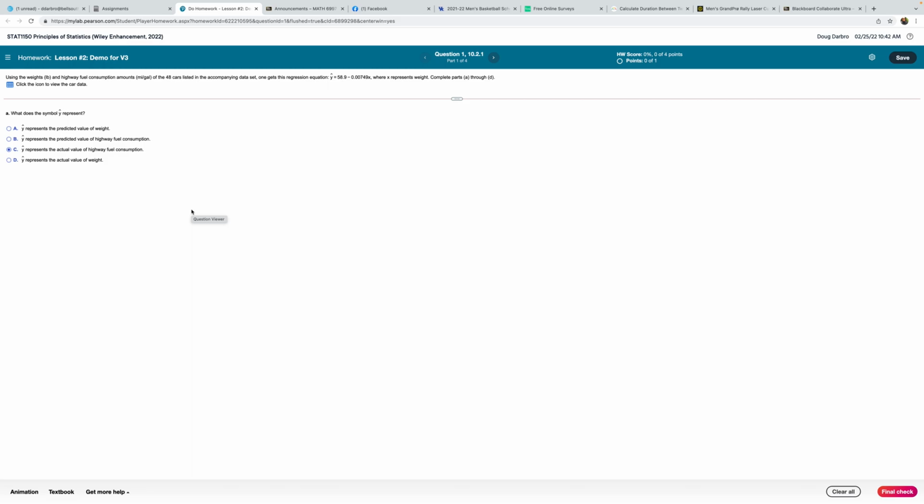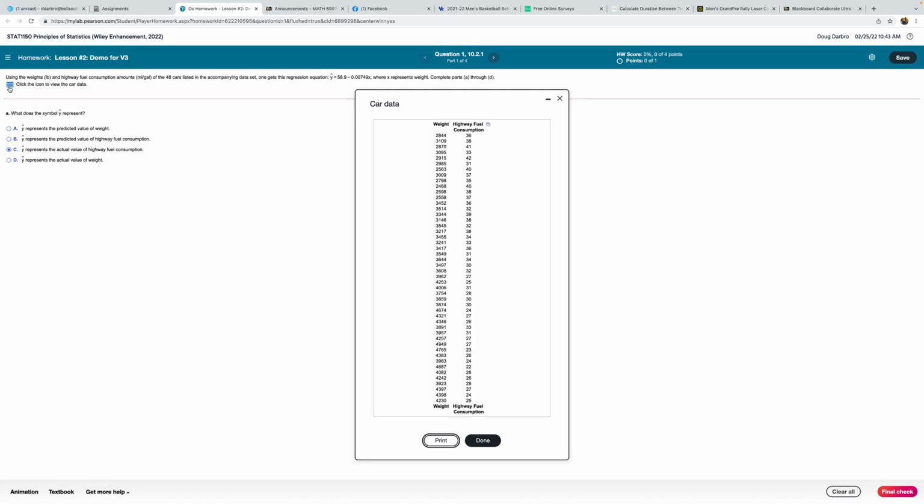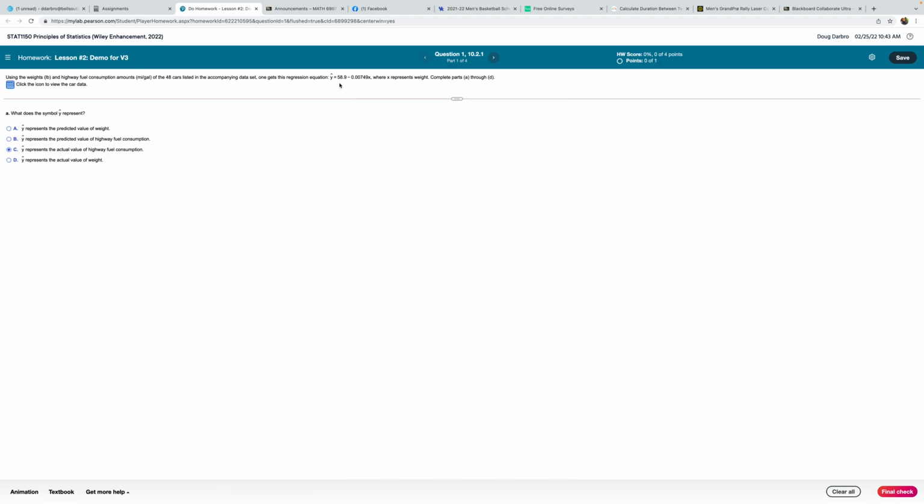So apparently using weights and highway fuel consumption amounts for the accompanying data. So let's see what's going on with that. We have our predictor, independent variable, explanatory variable is weight. And then we have our dependent variable or the response variable, fuel consumption. All right, cool. They've already given us the model, and it looks like we have four parts, A through D, that they want us to answer.